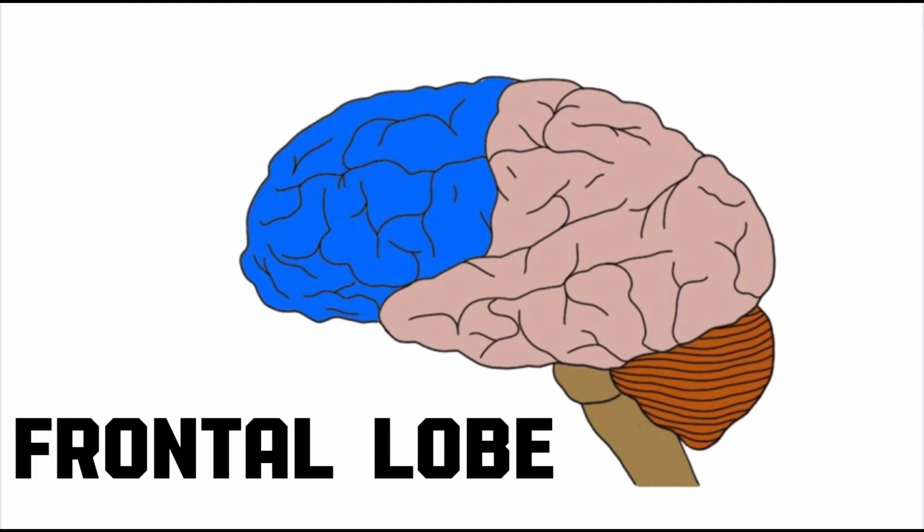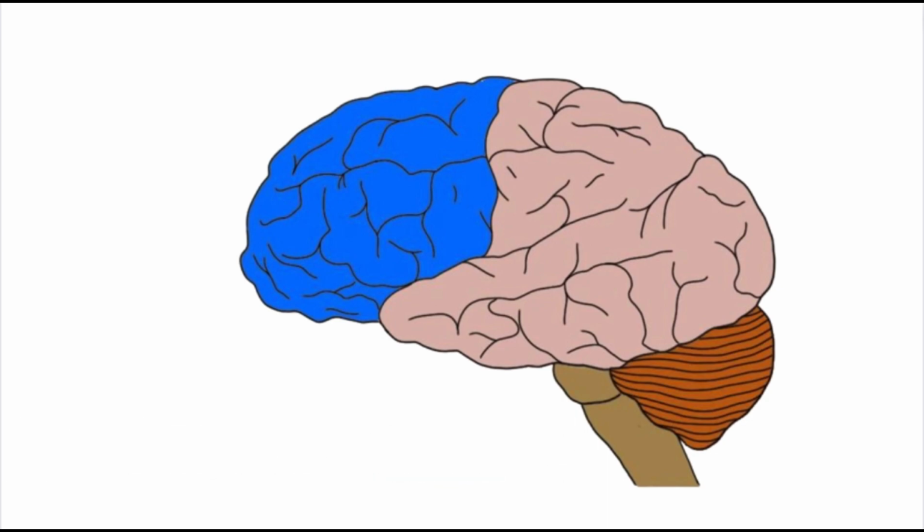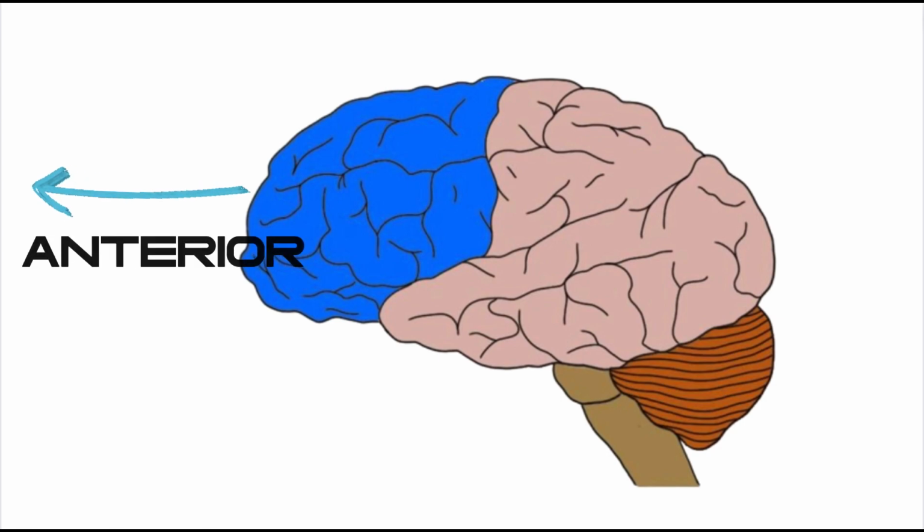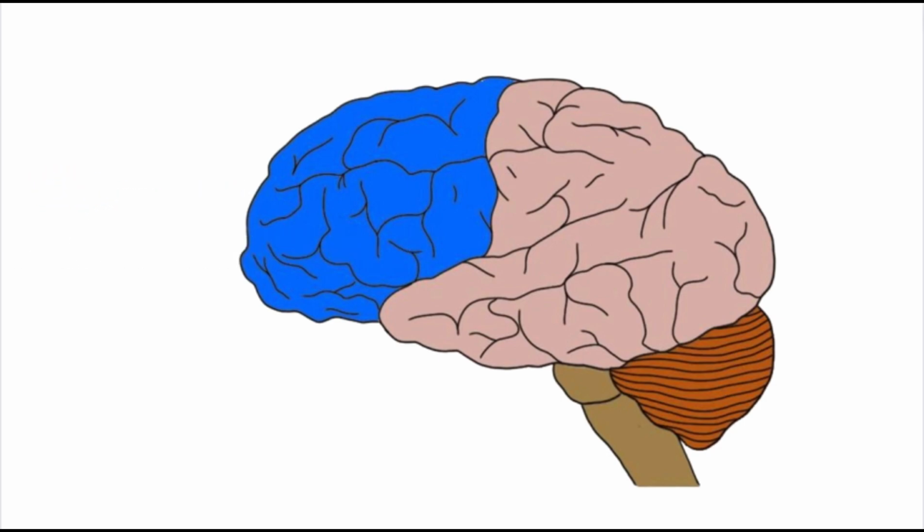Now let's talk about the frontal lobe. So the blue highlighted structure you see over here is the frontal lobe. The frontal lobe is at the most anterior part of your brain. That's why it's given the name the frontal lobe, because it's at the most frontal part of your brain.